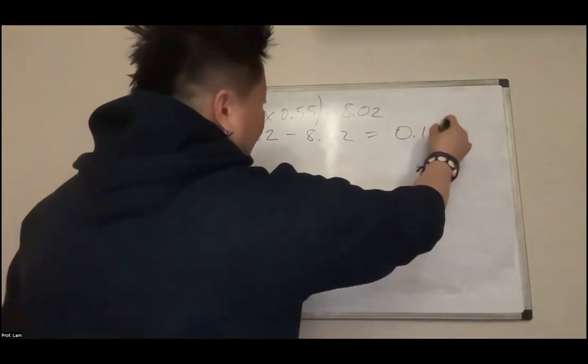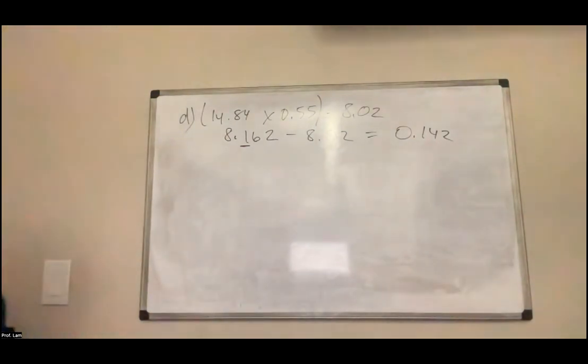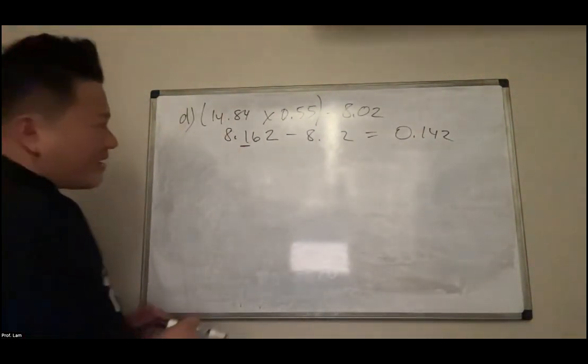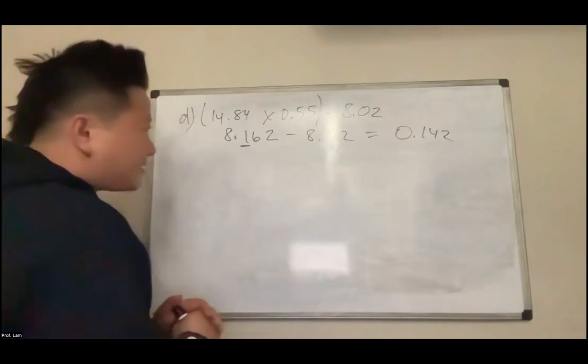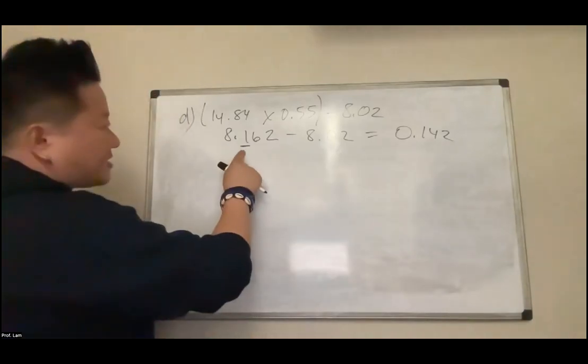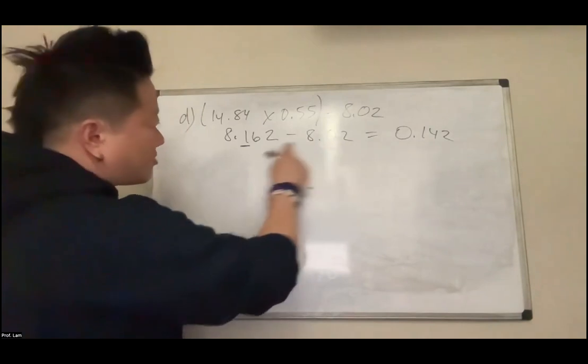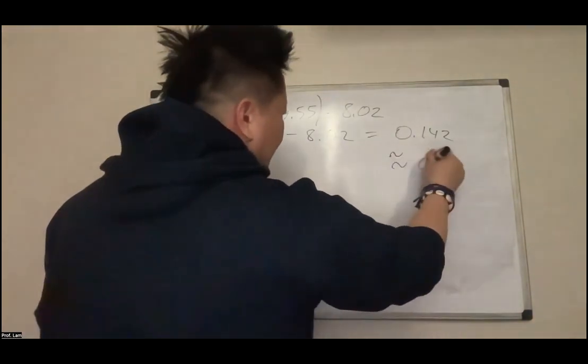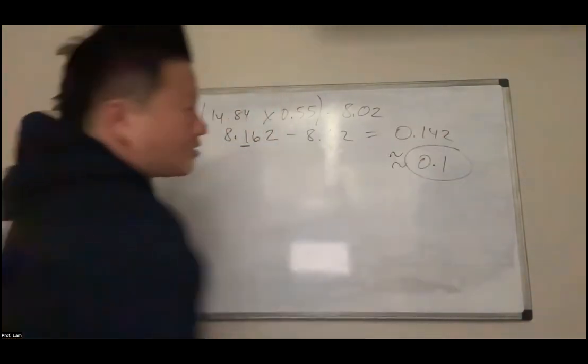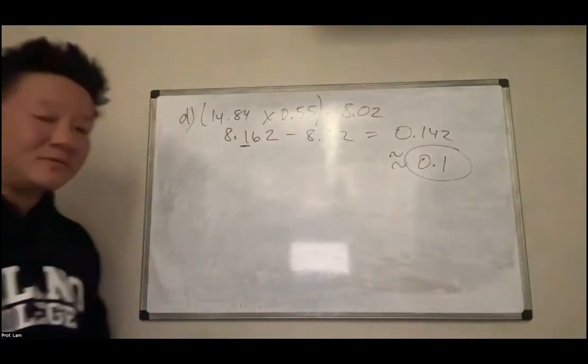And then this will give me 0.142. And then I'm like, wait, I just did subtraction. So I need to go by fewest decimal places. This one has 2 decimal places, and this one only has 1 decimal place. So I need to round this to 1 decimal place. And therefore, it's just 0.1. Okay.